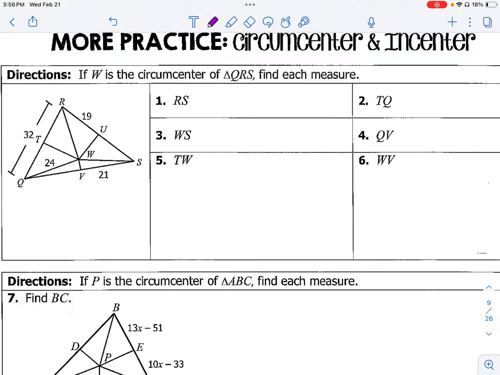All right, we're going to have more practice with the circumcenter and the incenter. Now we remember from our previous lesson that the circumcenter is where the perpendicular bisectors of the sides of a triangle intersect, the point we call the circumcenter. And that point is equidistant to all of the vertices, the place where the angles come together.